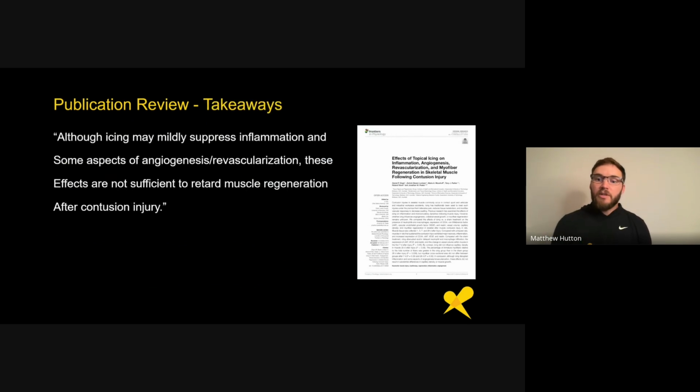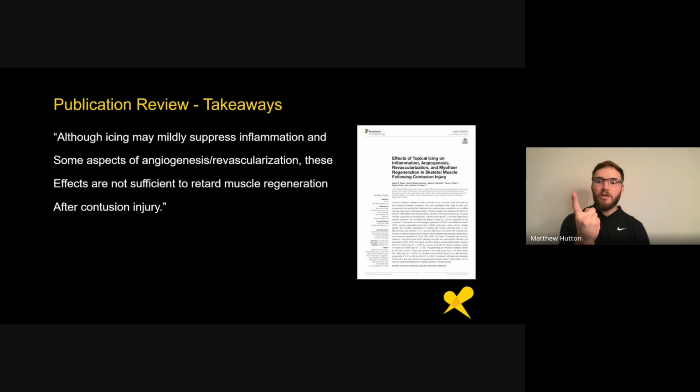What are the takeaways from this study? The authors themselves, this is a direct quote: "Although icing may mildly suppress inflammation and some aspects of angiogenesis and revascularization, these effects are not sufficient to retard muscle regeneration after contusion injury." So we do see a delay in inflammation. We do see some aspects of the angiogenesis and the revascularization process that are being slowed down, but it didn't have any effect on the muscle regeneration after this contusion injury.